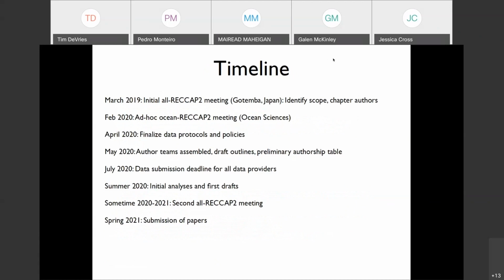Just to let people know what the timeline is, quite a few people at this meeting are involved in Recap 2 too, but if you're not, just so you know what's going on. About a year ago, we had the initial All Recap 2 meeting, where we laid out the scope of the project and the different authors in charge of the different chapters of the reports. This past February at Ocean Sciences, we had an Ocean Recap 2 meeting. By this summer, we're hoping to have all the data submitted, so all the people providing data to be analyzed as part of this project will have submitted. Also this summer, we hope to have the initial analyses and first drafts completed. Sometime in the next year, who knows when now, based on the situation, we'll have the second All Recap 2 meeting, and then next year around this time to have papers submitted. Next slide, please.